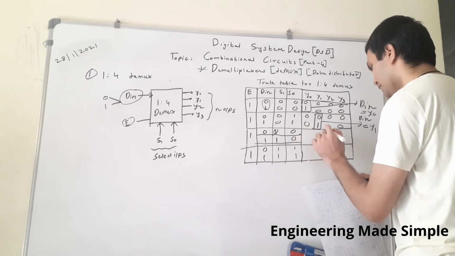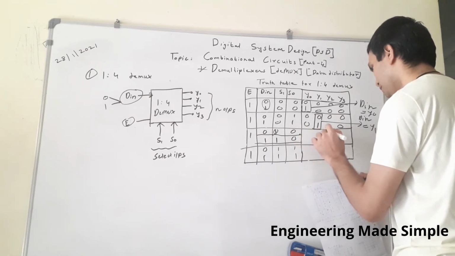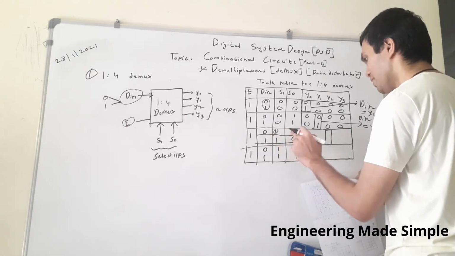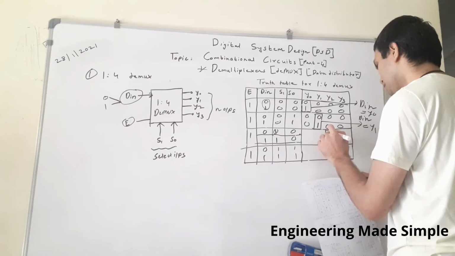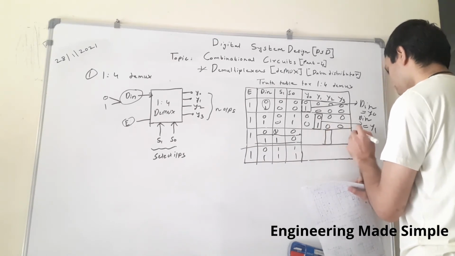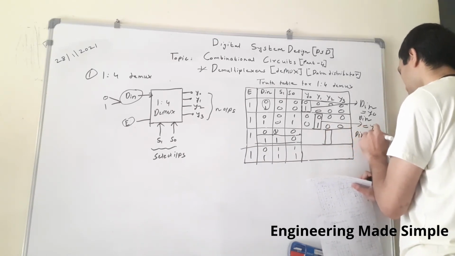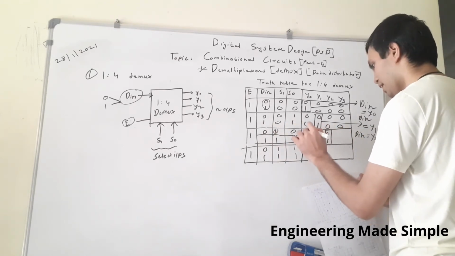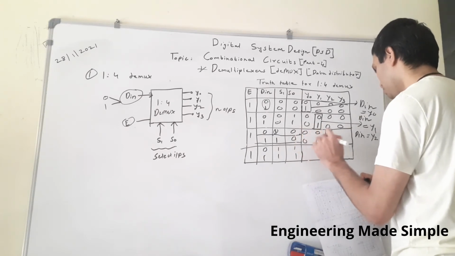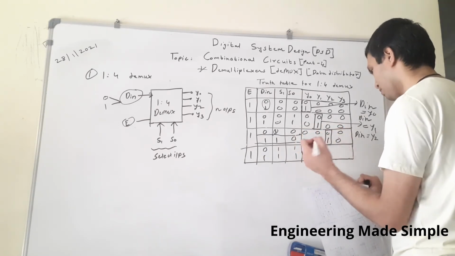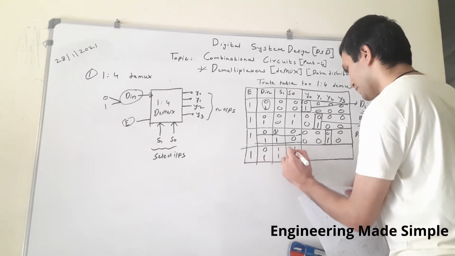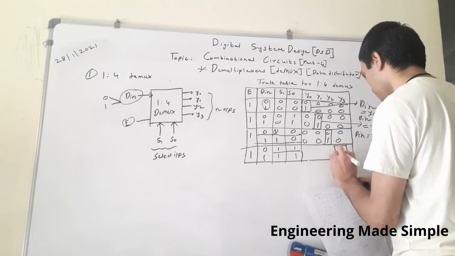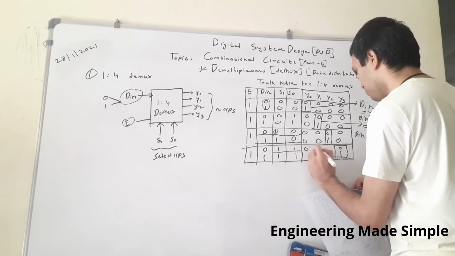Now this is for output Y2. Here for select input combination 1 0, S1 is equal to 1, S0 equal to 0, your DIN will be connected to Y2, so DIN is equal to Y2. And what is the value of DIN over here? 0 1. All the other outputs will be 0. For the last case, when S1 is equal to 1 and S0 equal to 1, DIN will be connected to your Y3 output, and all the rest of the outputs will be 0.